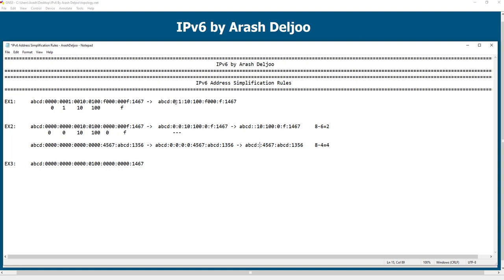The first rule is that you can, and it's better to, omit the leading 0. The second rule is that if you find more than one hex state with 0, you can omit all of those hex states and instead use only a double colon. This is the double colon. But one very important limitation exists here. You should use the second rule, the compression rule, only one time. You can't use this rule more than one time in one IP address.